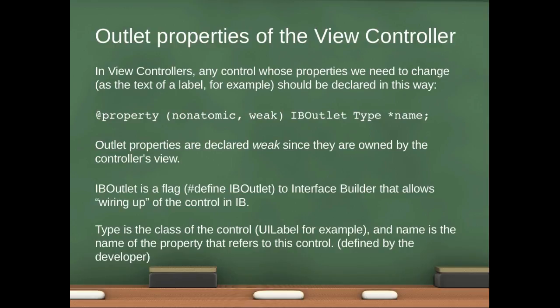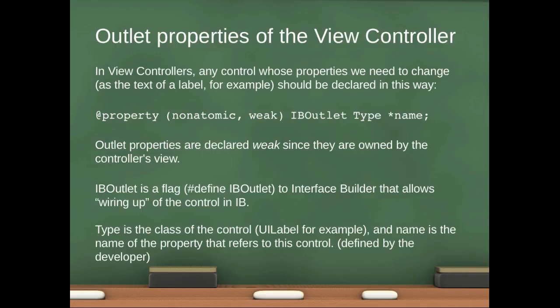IBOutlet is simply a flag to Interface Builder, and we can see that it is a define IBOutlet as nothing. It's just a flag so that that define exists, that symbol exists, so that the compiler picks it up and says, this in Interface Builder is wired to some control. And that's how that works. It also allows Interface Builder to inspect the code and check and see if it has a control that can be wired to that type of property. And then it allows that wiring to happen.